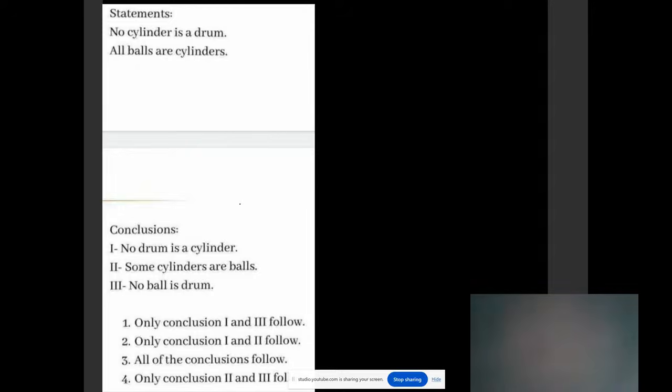Okay, next one. Syllogisms. This is also 100% a topic in any exam, whether it is SSC exams, railway exams, or TCS NQT. In any exam, you will definitely get syllogisms.